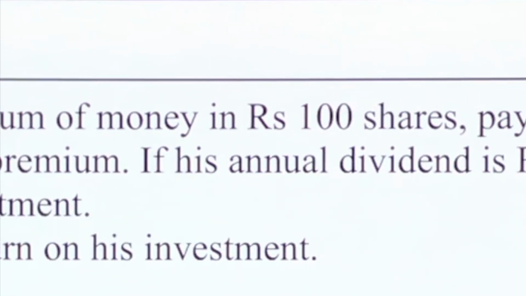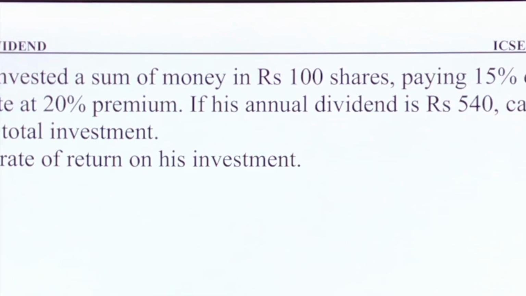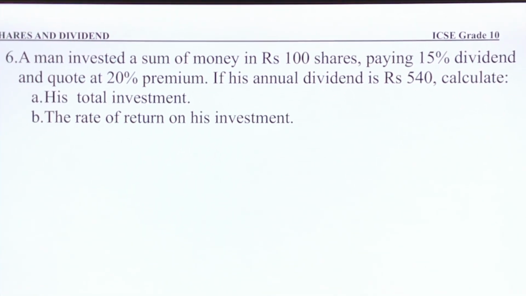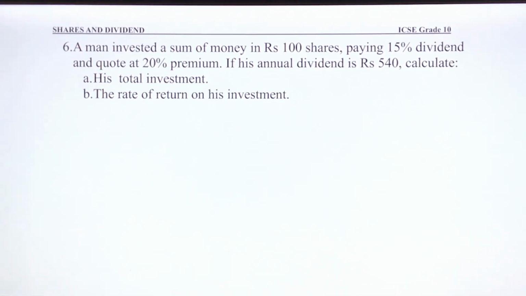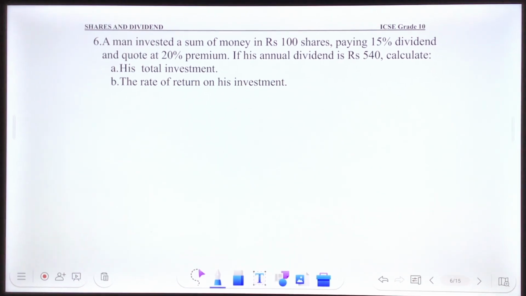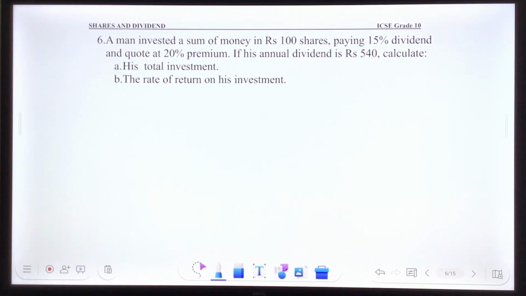The question is, a man invested a sum of money in rupees 100 shares, paying 15% dividend and quoted at 20% premium. If his annual dividend is rupees 540, calculate his total investment and rate of return on his investment.